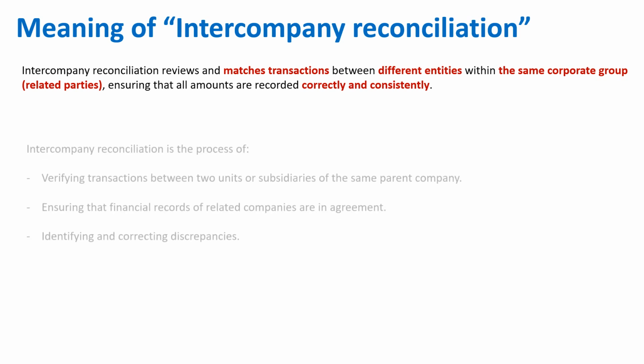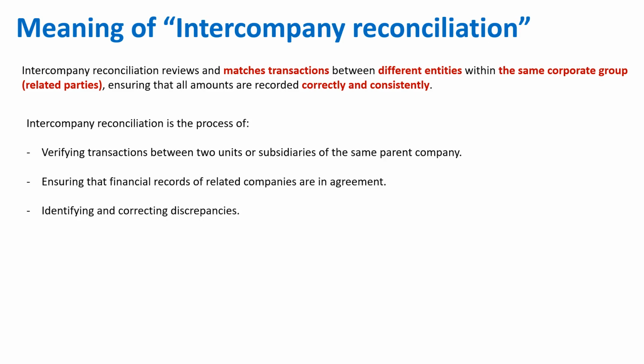Let's understand more about the definition. Intercompany reconciliation is the process of verifying transactions between two units or subsidiaries of the same parent company, ensuring the financial records of related parties or companies are in agreement, identifying and correcting discrepancies, right? So this is all about intercompany reconciliation.